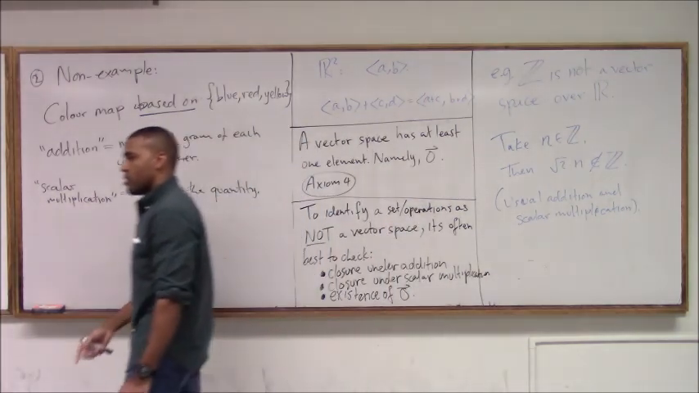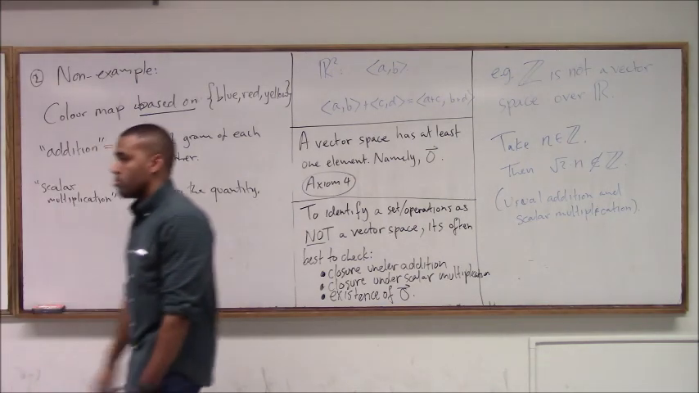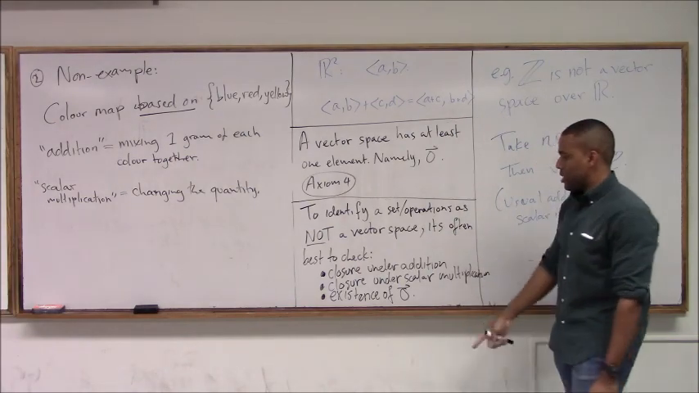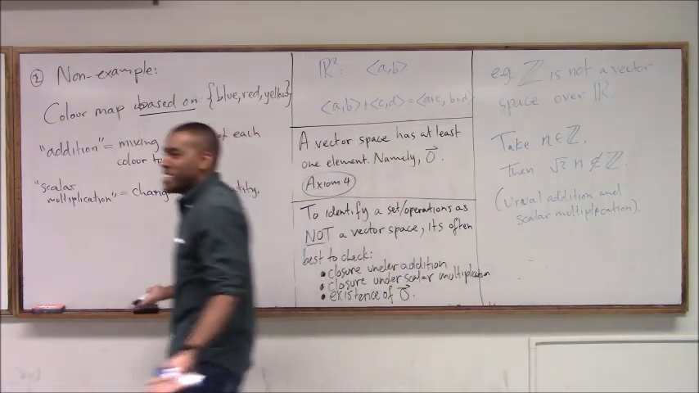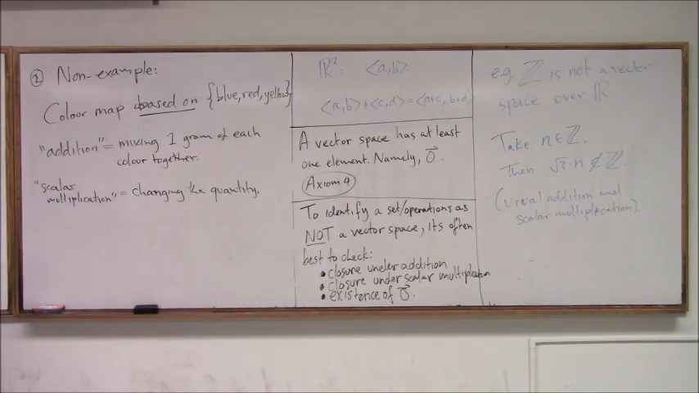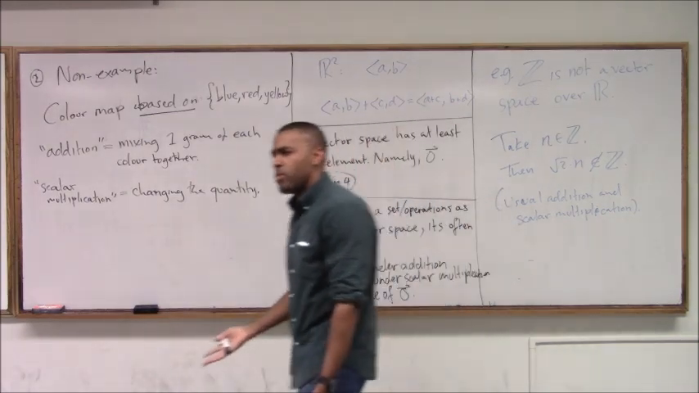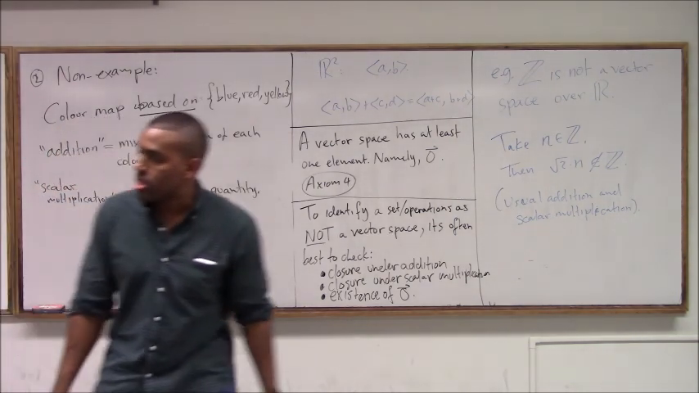Why can I not think of this as a vector space? I'd probably start by checking with these. Who's the zero color? Moreover, how would a negative work? What does it mean to be the negative of blue? I don't have a zero vector in this set. I don't have a negative color in this set.